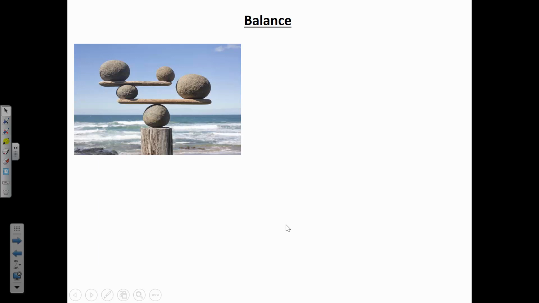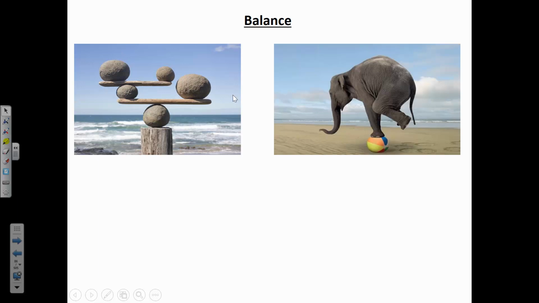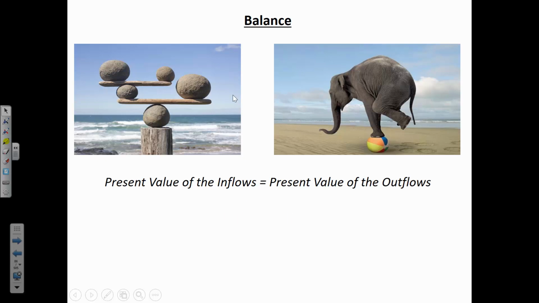I just added this slide yesterday, so it doesn't appear in the PDF of the notes that you may have printed out. But this illustrates the idea of balance, where all of the weight on one side is balanced by all of the weight on another. So here's another illustration of balance. Now, from an economic perspective, here's what balance looks like.